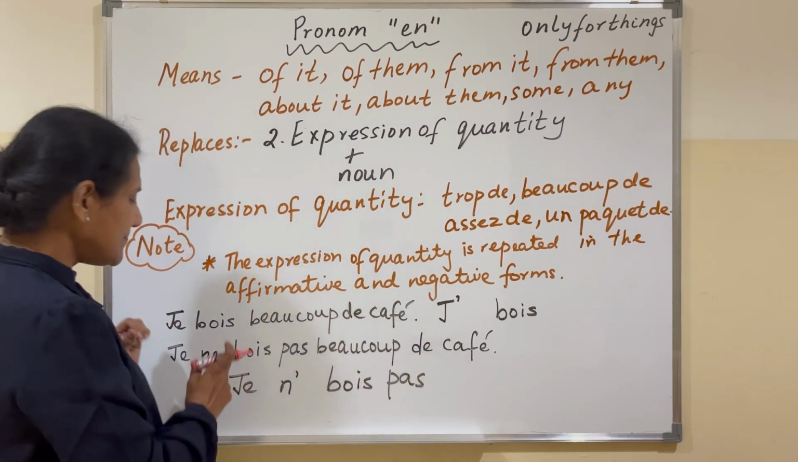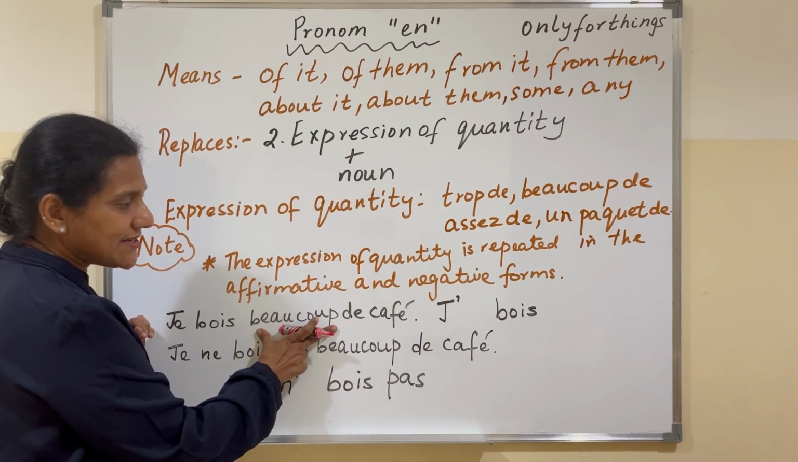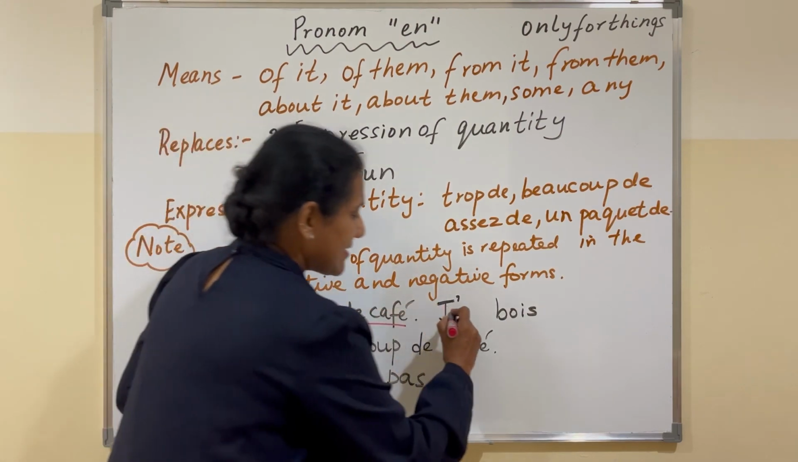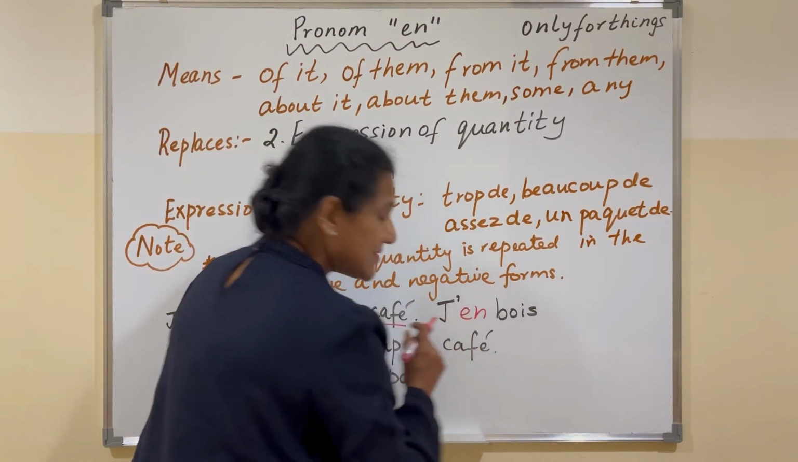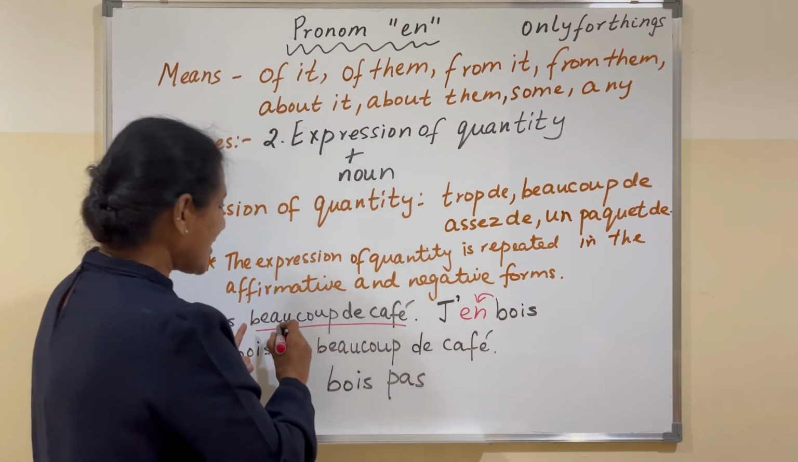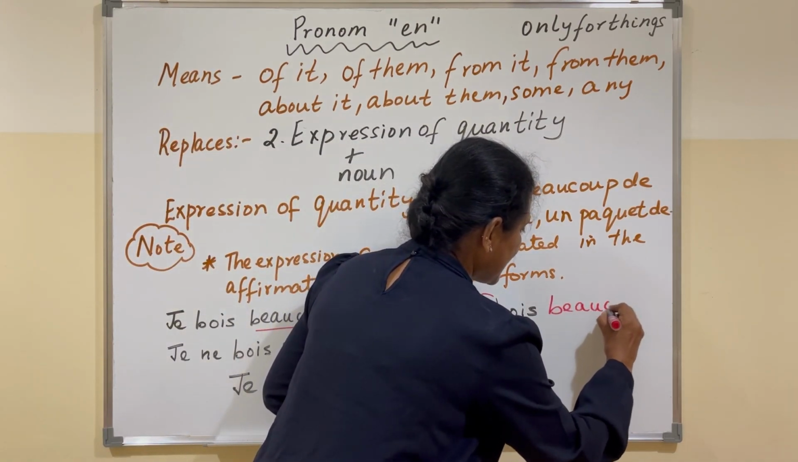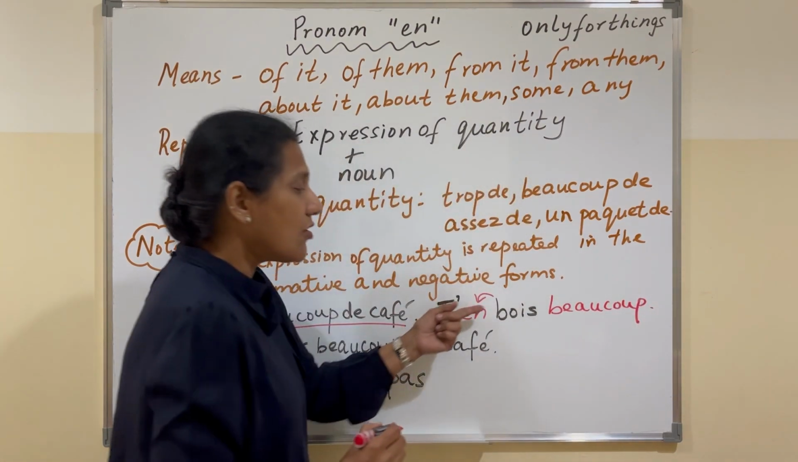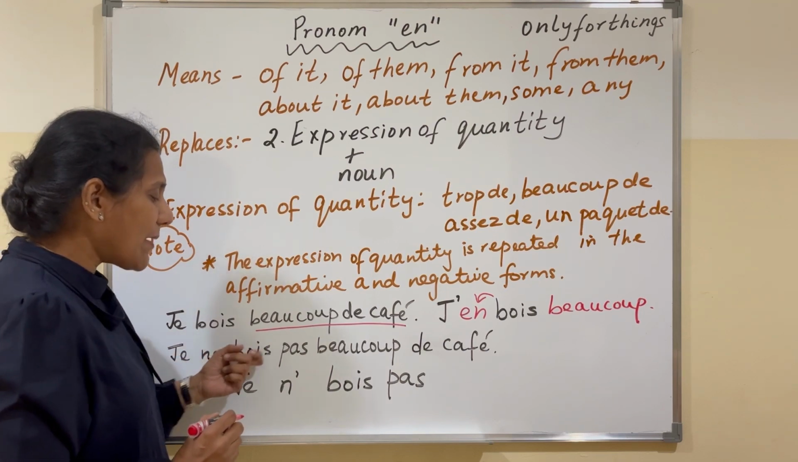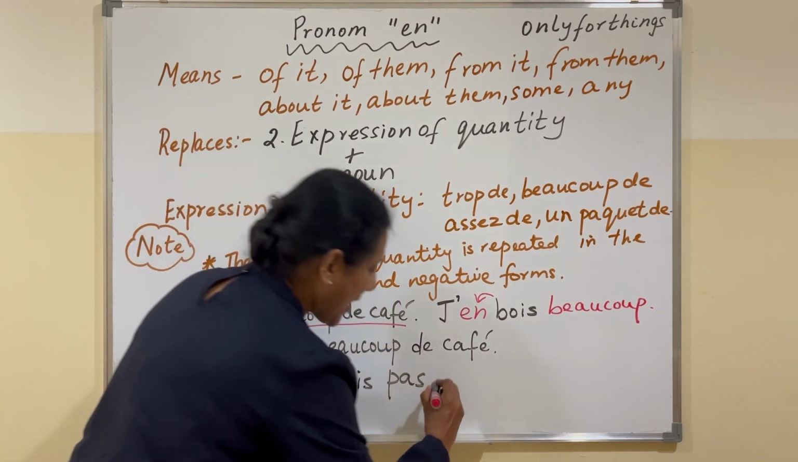Let's look at an example. Je bois beaucoup de café. So we can see the use of expression of quantity, so this has to be replaced by en. As we know, this is a simple tense, so it's placed before the verb, j'en bois, and you need to repeat the expression of quantity. So my answer is: j'en bois beaucoup. Now let's look at an example with a negative sentence. Je ne bois pas beaucoup de café. Je n'en bois pas beaucoup.